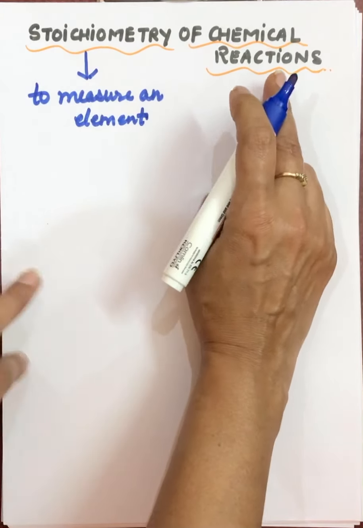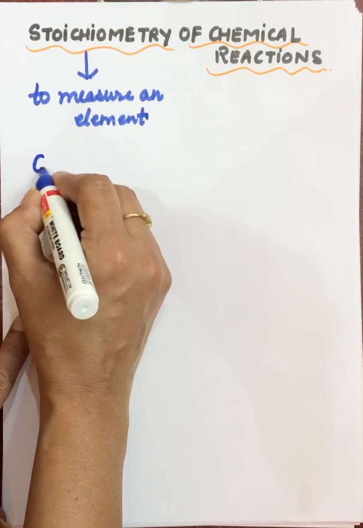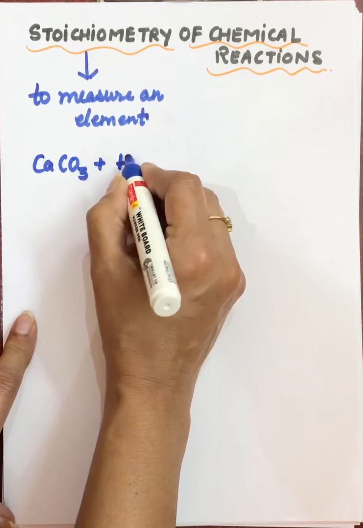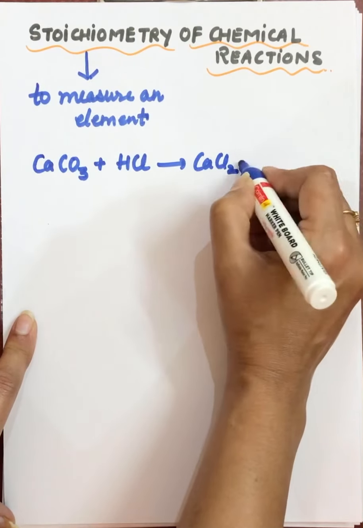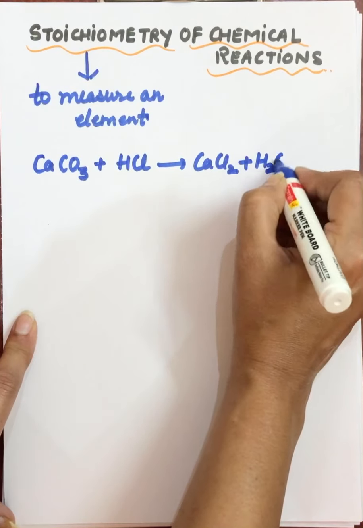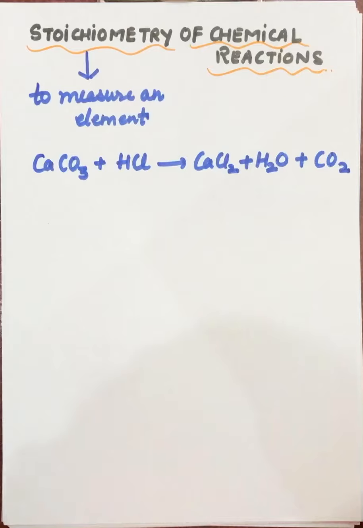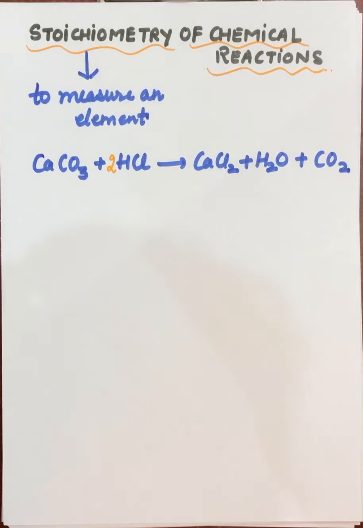Now, one of the most important aspects of a chemical equation is that when it is written in balanced form. For example, I'm writing one reaction, CaCO3 reacting with HCl. It forms CaCl2 plus water and plus there is carbon dioxide. And we have to balance this chemical equation. This is a balanced chemical equation.